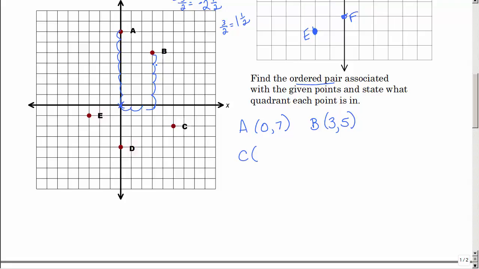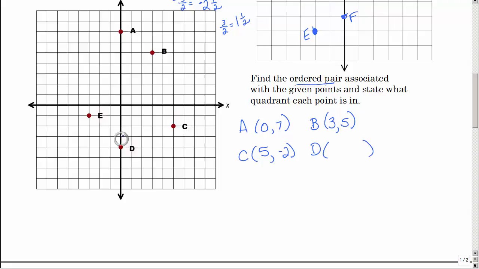C. Alright, so I've got to go from the origin to that point. Origin to that point. So right and then down. How far right? 1, 2, 3, 4, 5. And I'll go down 2, so that's negative.